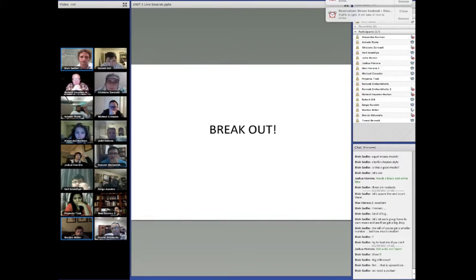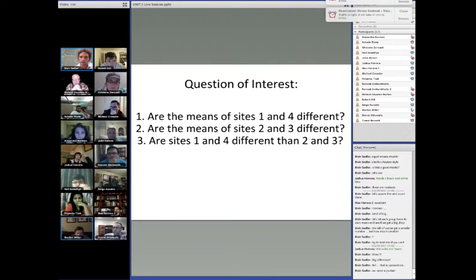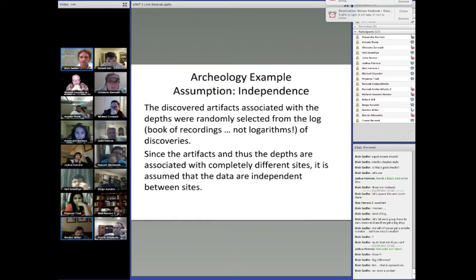Oh, that was it. The archaeology example. So this was our breakout. I'm really sorry we didn't get to it, and I hope to see everybody in office hours this week. And Nibrat will hold his. But this is what I want to look at, this archaeology example.